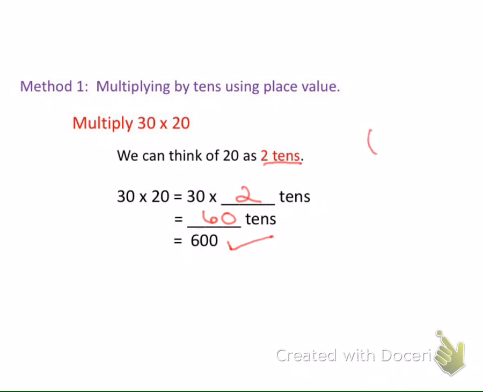Here's another little shortcut for that one. Let's erase that. We take 30 times 20. We cross out the zeros. We multiply the 3 times the 2 and we get 6. Now put those 2 zeros back. Very, very easy.